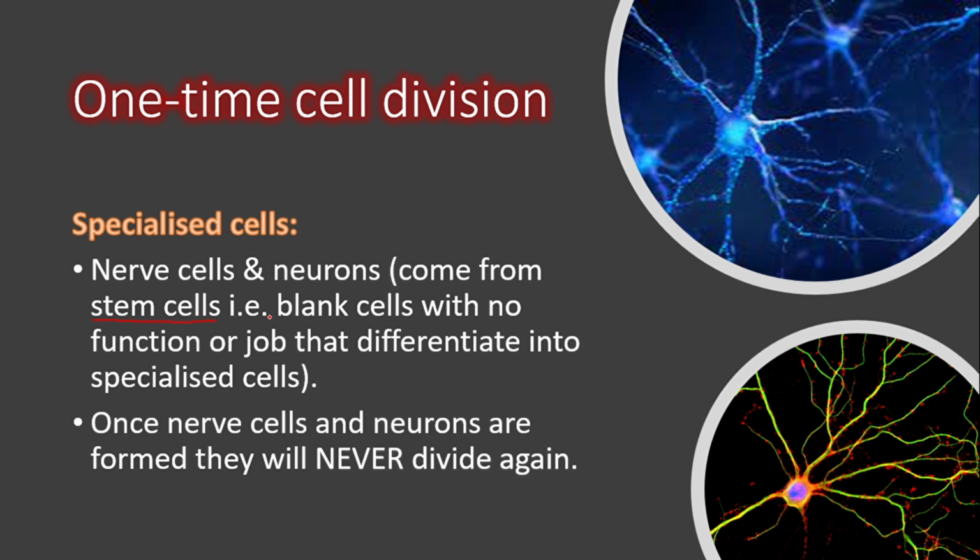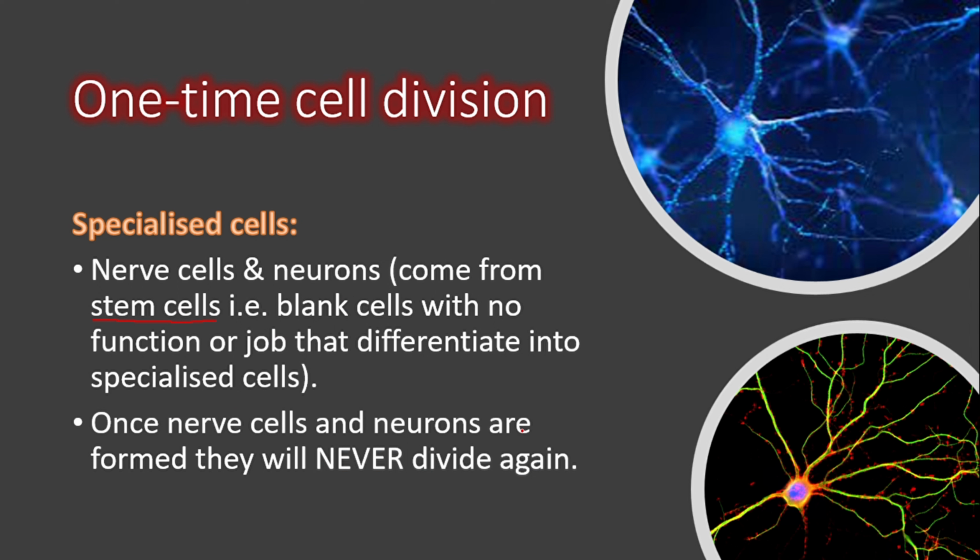Okay, so think of stem cells at the beginning stage. As soon as embryonic development starts within pregnancy, there are stem cells located, and they don't have any specific function. But think of the fetus as it is growing its limbs and various organs, which become specialized. That's when the stem cells have differentiated into specialized cells. So nerve cells and neurons come from stem cells.